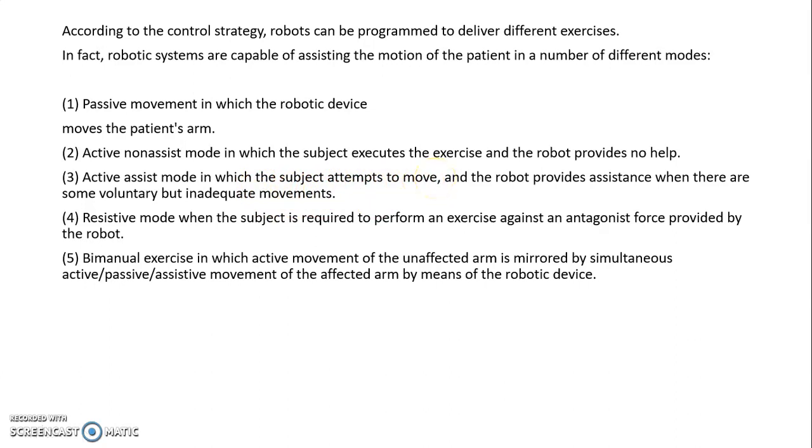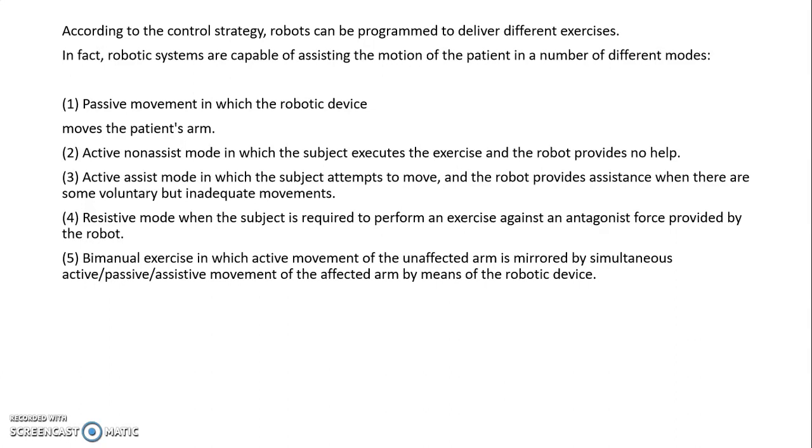Resistive mode is when the subject is required to perform an exercise against an antagonistic force, where the resistance is provided by the robot. So it can be used for strengthening also. Bimanual exercises are exercises involving the two limbs of both sides, either the upper limb or the lower limb, together.